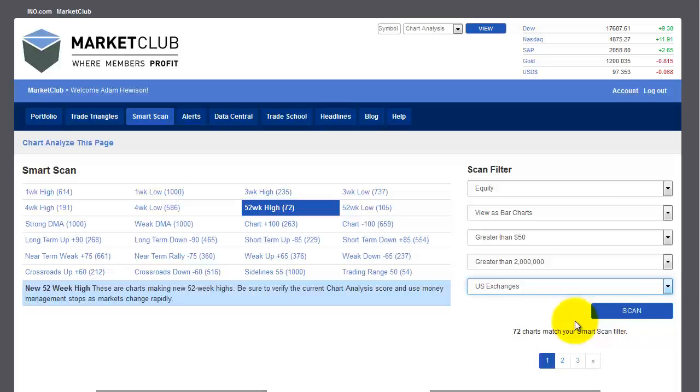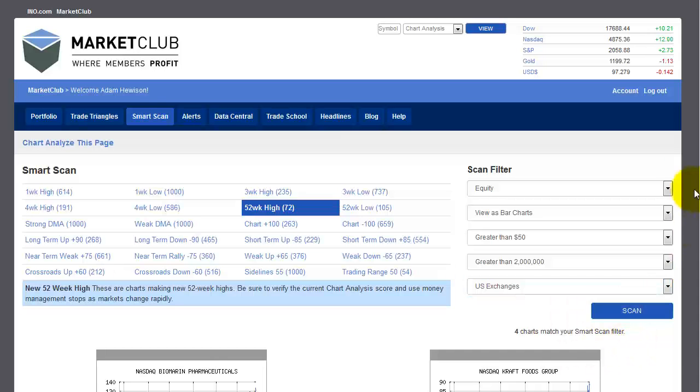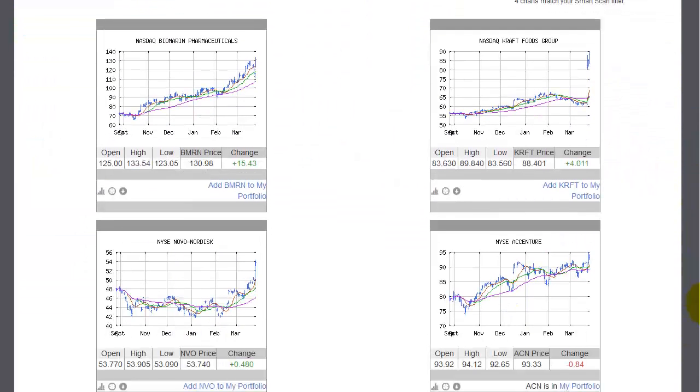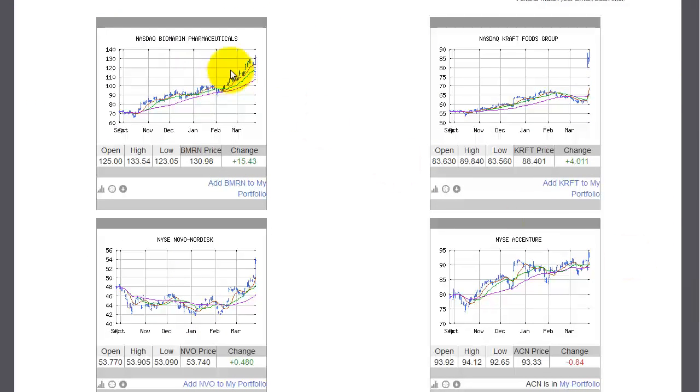So 72, remember that number, we'll scan. We filtered that down to 4 charts, okay? So here are the 4 charts: BioMarin Pharmaceuticals, Kraft Foods, Novo Nordisk, and Accenture. Now Accenture we talked about last week.